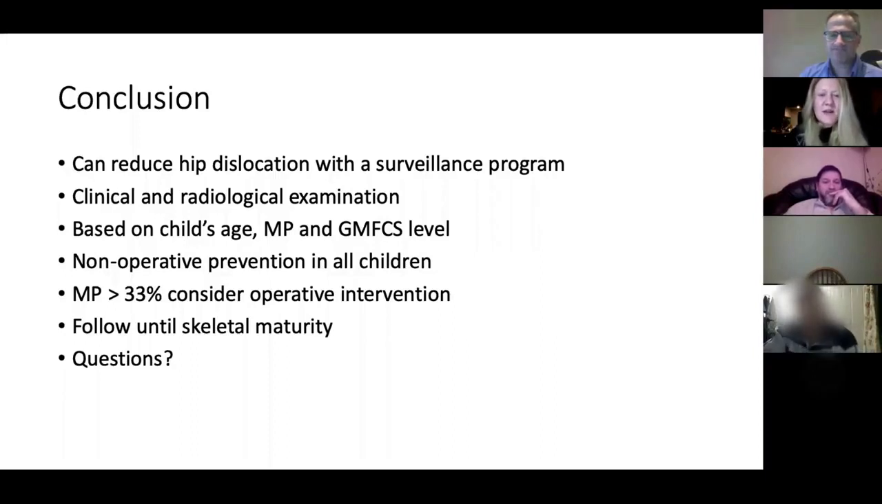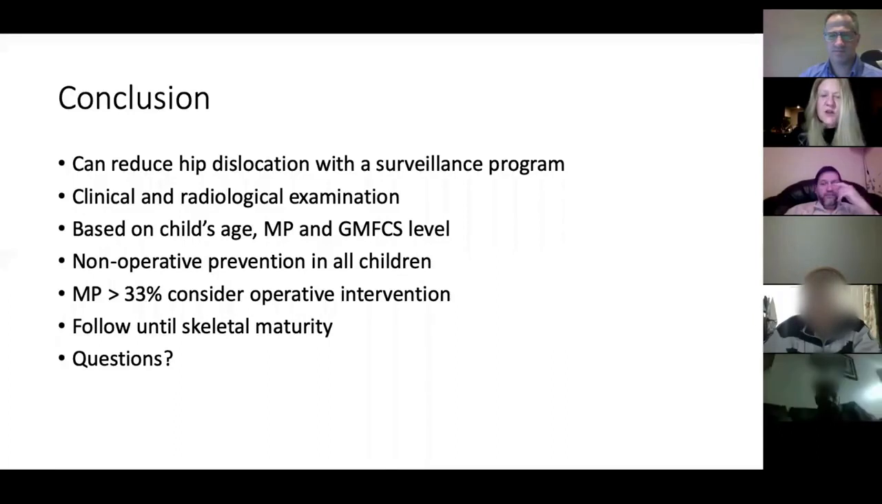If the migration percentage is more than 66, then I think you'd be looking at operative management for that. It will depend on the child's age, the GMFCS score, whether the acetabulum's involved or not, what their clinical examination findings are, whether it's something that you could offer a varus shortening femoral osteotomy, whether you need to include the acetabular osteotomy in it as well. But that would certainly be someone that I would think would benefit from operative surgery.